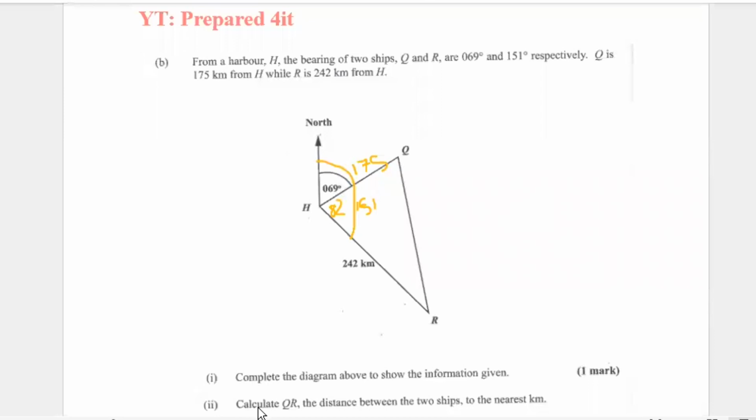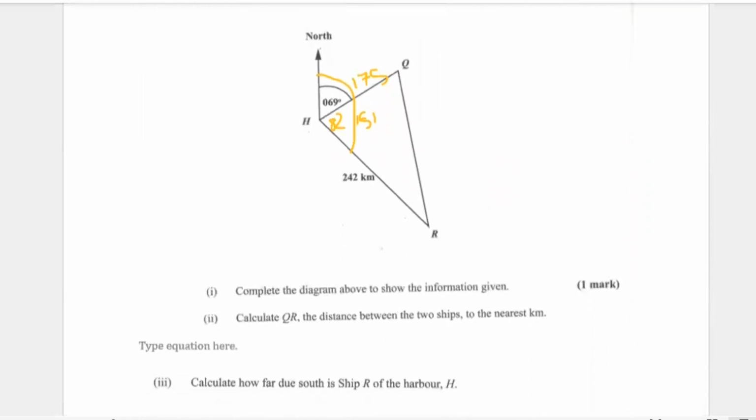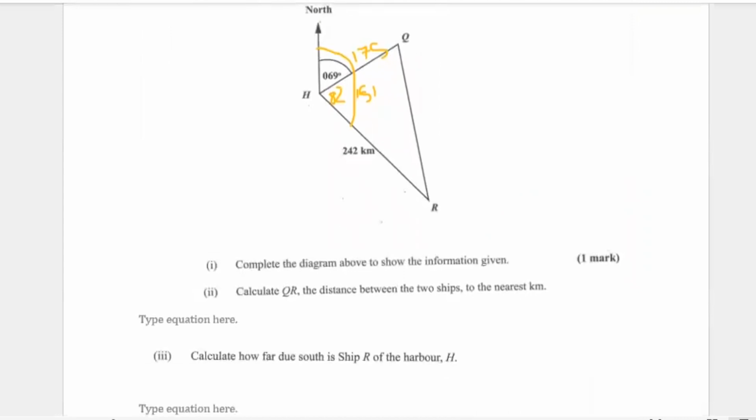Part 2 now says, calculate QR, which is the distance between the two ships to the nearest kilometer. So I know you guys probably are tired, but I'm asking you, what will we use? Will we use cosine rule or sine rule? Cosine, very good. So you'll be using the cosine rule.